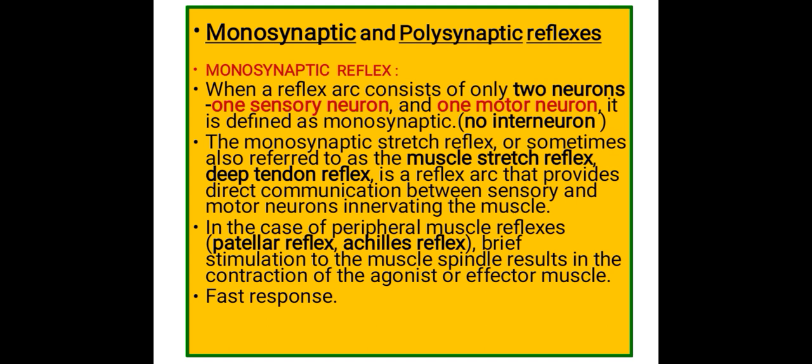Monosynaptic and polysynaptic reflexes. Monosynaptic reflex: when a reflex arc consists of only two neurons, one sensory neuron and one motor neuron. It is defined as monosynaptic, no interneuron. The monosynaptic stretch reflex, sometimes also referred to as the muscle stretch reflex or deep tendon reflex, is a reflex arc that provides direct communication between sensory and motor neurons innervating the muscle.